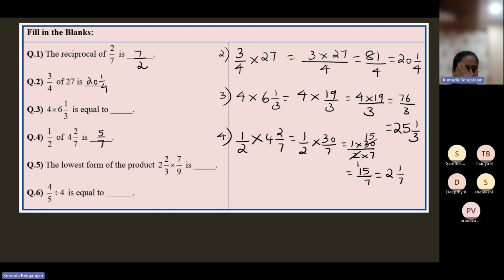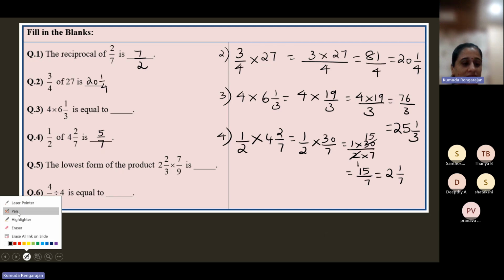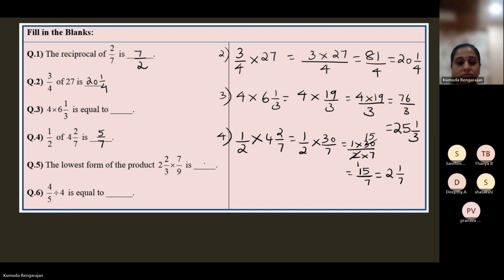Santosh, Tanya. Thank you, Tanya. Santosh is right. Others also. Very good. 2, 1 by 7. Which is this one?